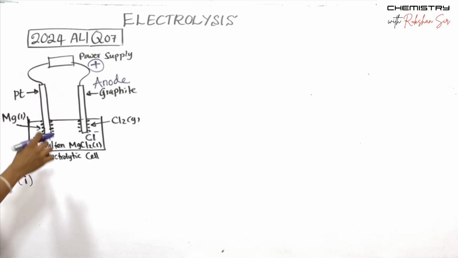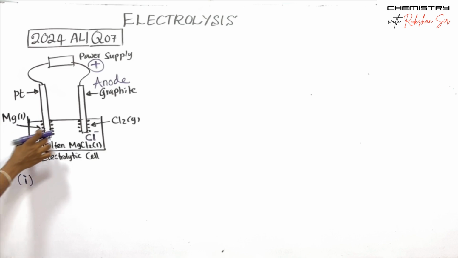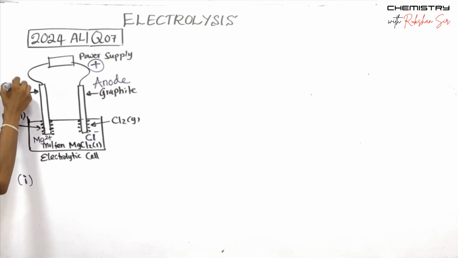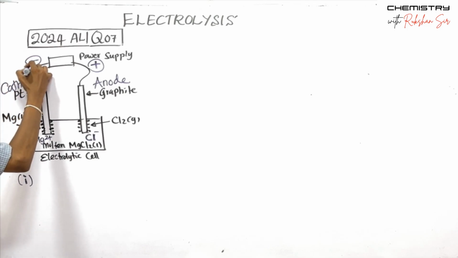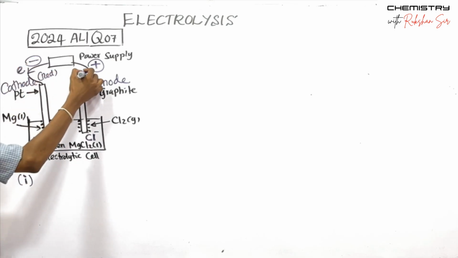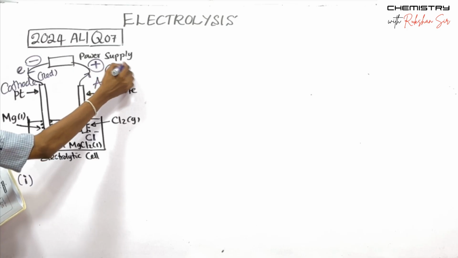What about this? To release magnesium liquid from here, magnesium 2 plus ions should approach this terminal. As magnesium 2 plus is a cation, a positive ion, cations approach the cathode. So this is the cathode, the negative terminal. That is why the positive ions approach there. Electrons are pumped towards here. Reduction occurs here. Electrons are going out from the anode to the positive terminal. Oxidation occurs there.